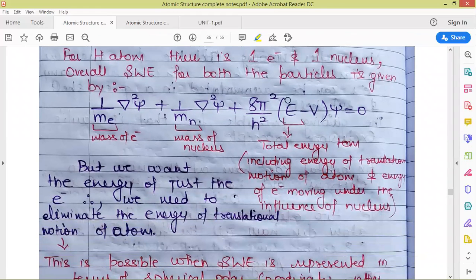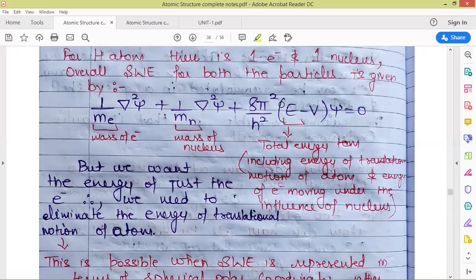Here energy is also required to be separated. Here we have taken the total energy, but we are interested in just the energy of the electron. This energy includes the translational motion of the atom and also the energy of the electron moving under the influence of the nucleus. We are interested in just the energy of the electron moving under the influence of the nucleus, and that electron is moving in circular motion. So we need to take out the term for the energy which defines the translational motion.